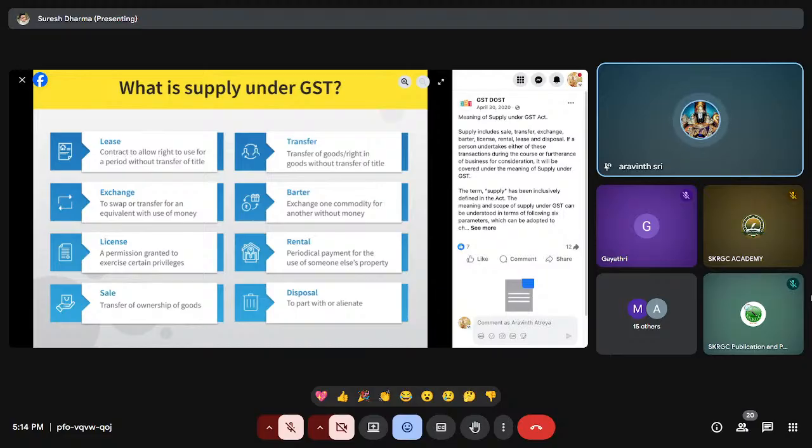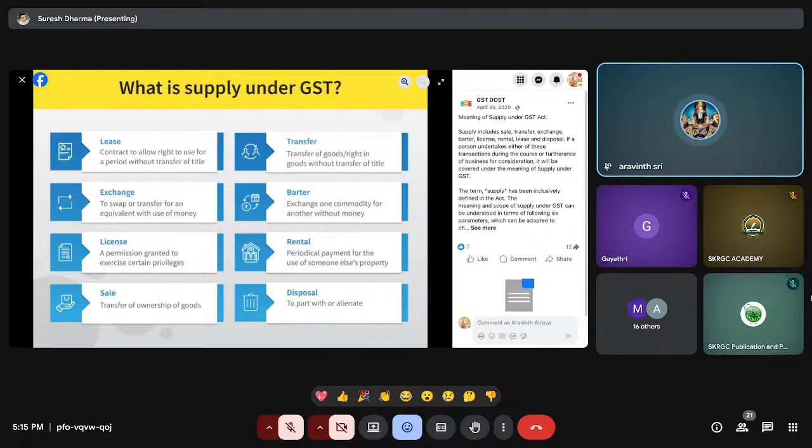Okay. Now another one, exchange: to swap or transfer for an equivalent, with use of money. We all know about exchange. Another one, license: a permission granted to exercise certain privileges. Okay. Then the main thing comes, sale. So sale of services or sale of goods. Services like what? Medical services, hotel services, like the hotel industry, medical industry, transport industry. All are sale of services. Manufactured goods or products, other than services, we see as sale of goods. Here we must know one thing.